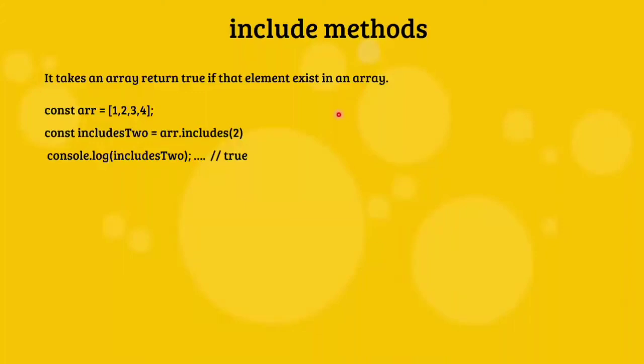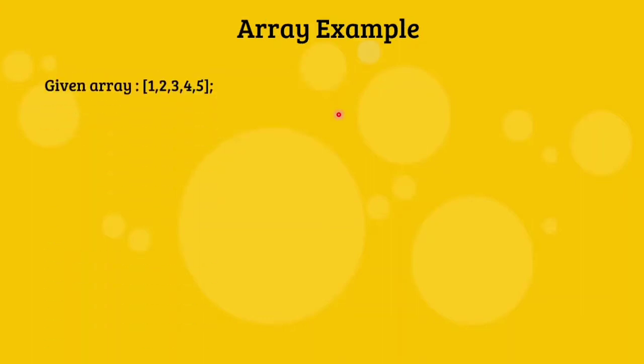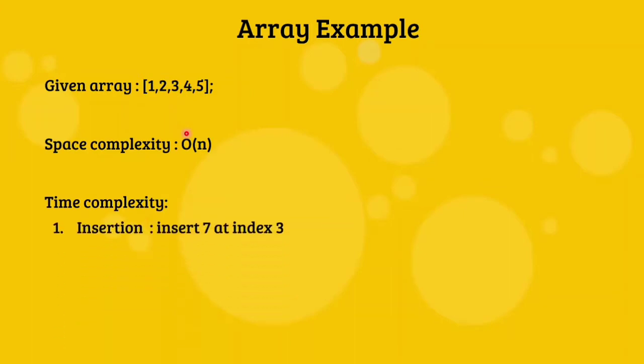Welcome all. After completing all the important array methods and understanding their time complexity, it's time to do some practical. So let's begin. Firstly, when we are declaring an array with some value, at that time the space complexity will be O of n, as each individual item is taking its own space. So it will be O of n. After that, we will talk about the time complexity, and one by one we will try to execute all the operations. So firstly, we want to insert item 7 at index 3.